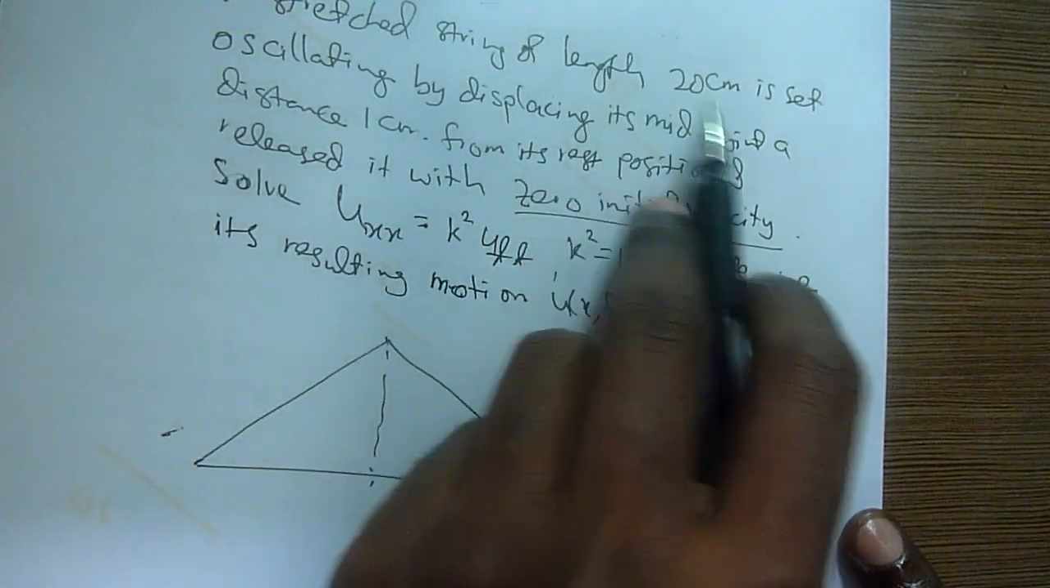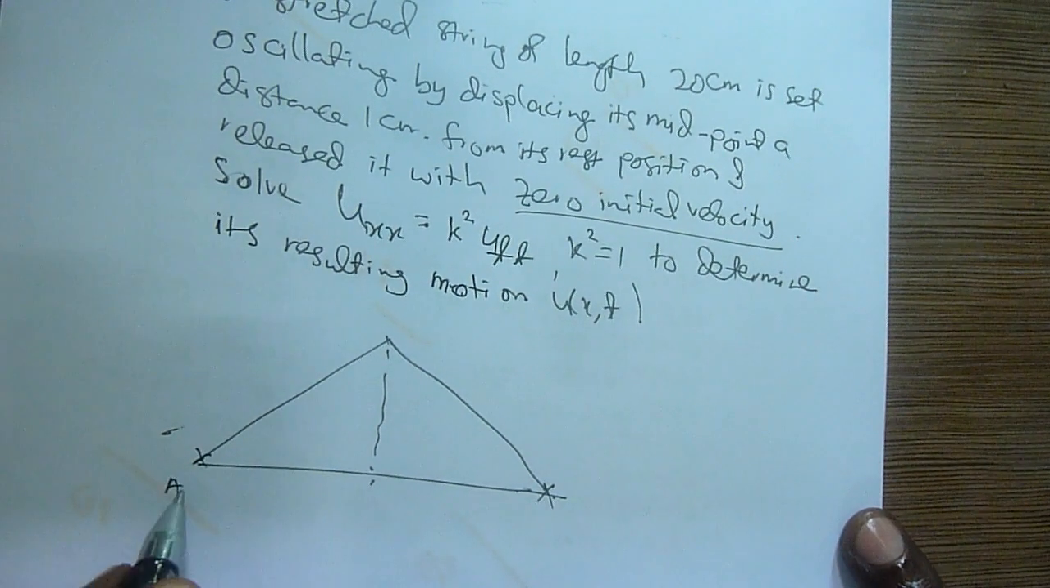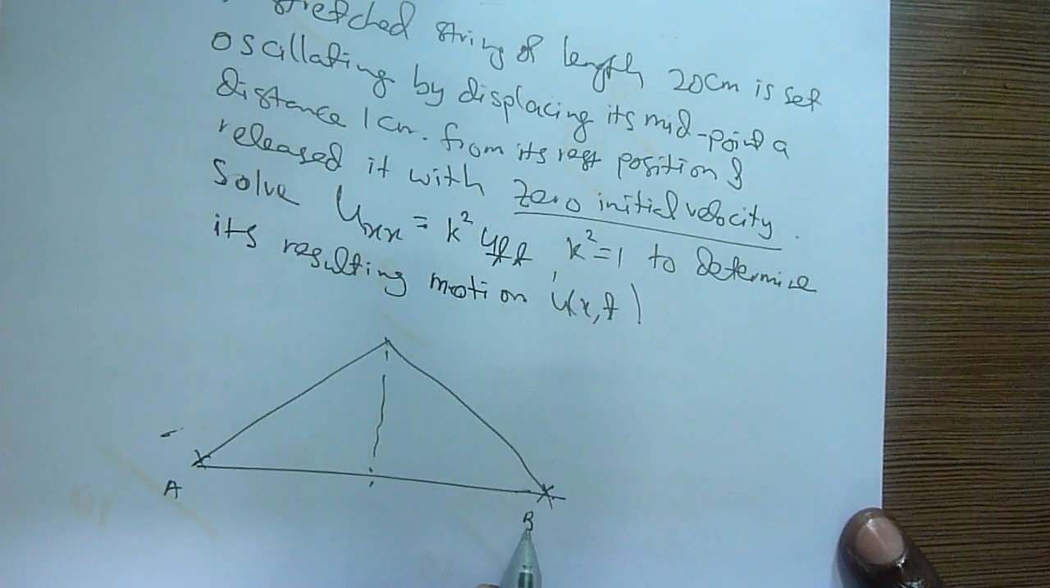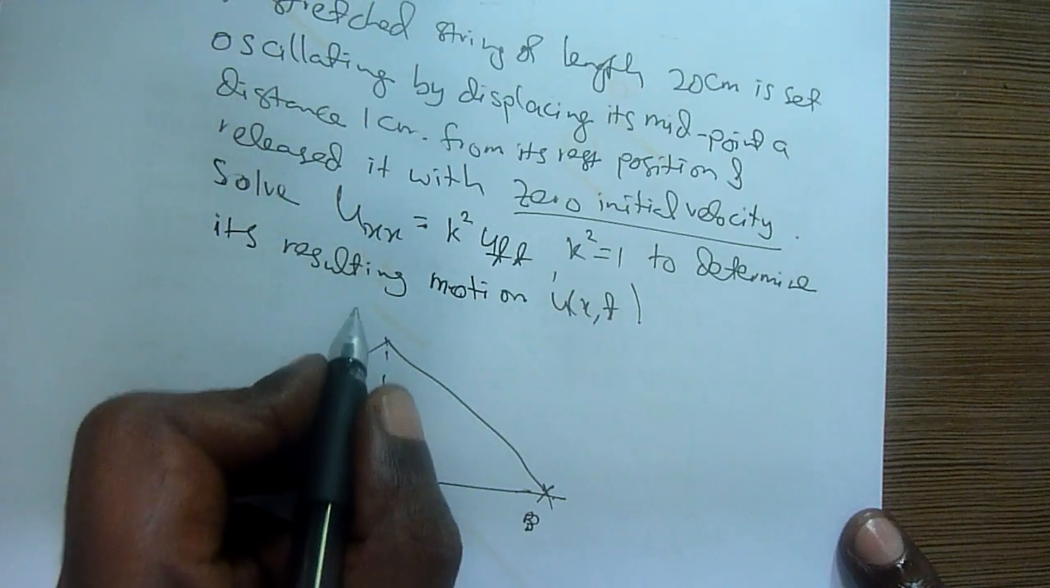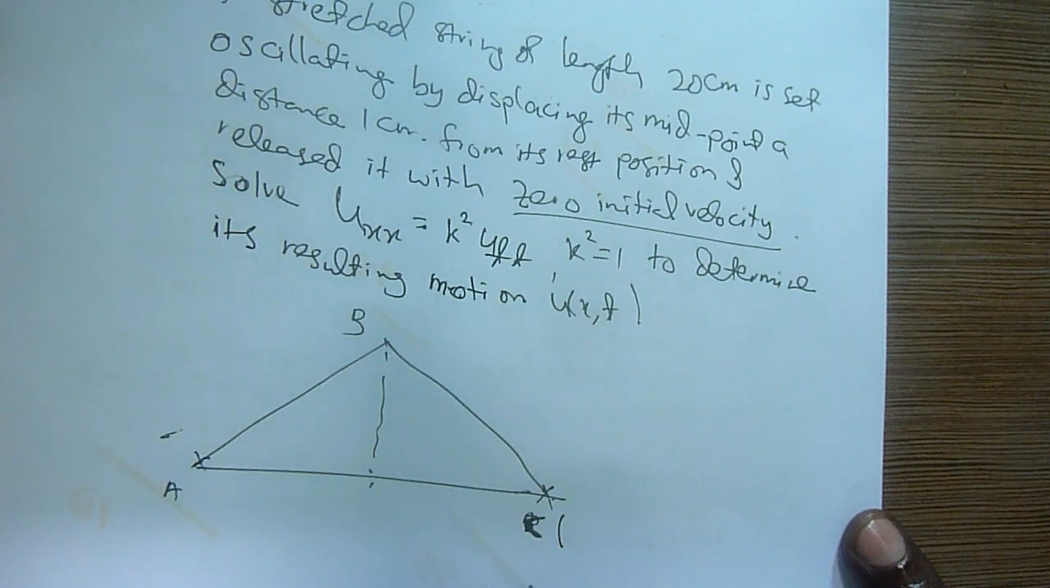The stretch string of 20. Okay, that means it's A, again I write A, and this is B. Oh, sorry, B is there. C, I try to make it just follow what I taught you before. C, okay, C is 20, right? Therefore 20, 0 at this point, 20, 0.